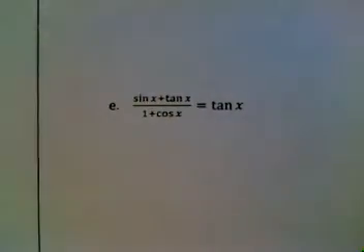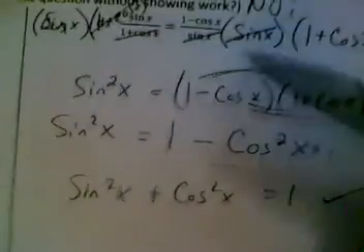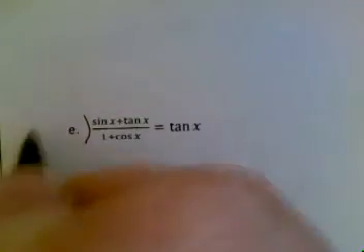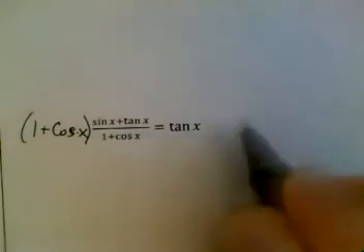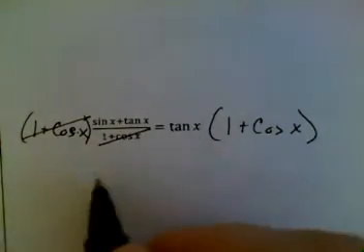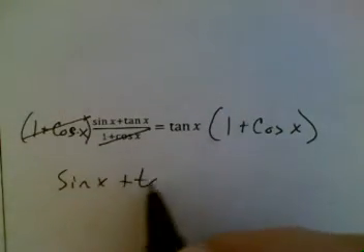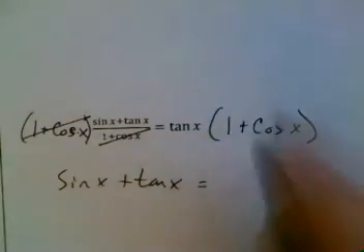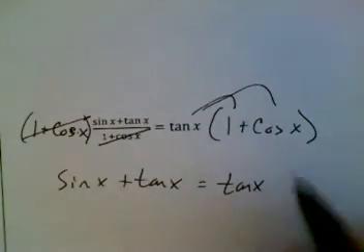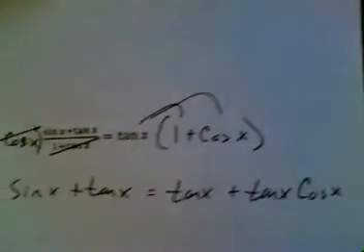So in this one right here, the question is what should I try starting with? Well, just like I said up here, I don't like fractions. So what I'm going to do, it might not be the best move, is multiply both sides by 1 plus cosine x, just to eliminate that denominator. That's going to cancel out with that. I'm going to be left with sine x plus tangent x is equal to this tangent times the 1 plus cosine x. I'm going to distribute that through. So I'm going to have tangent of x plus tangent of x times cosine of x.